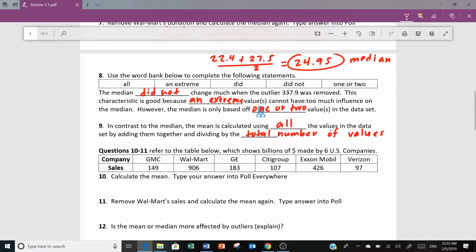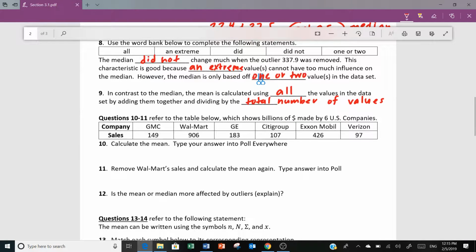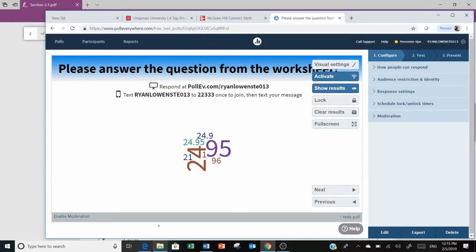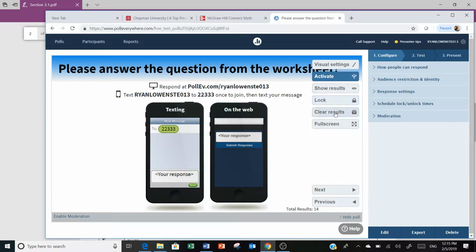Okay, next, let's do 10 and 11. So we want to find the mean. So to find the mean, you add all the values in the data set and divide by the total. So let's do number 10 and 11, and start with number 10 and then do it in Poll Everywhere. So I'm going to clear the results here. So when you're done adding all the values and dividing by the total, you'll put it into Poll Everywhere.